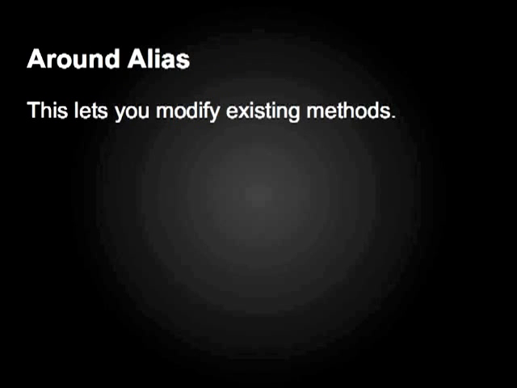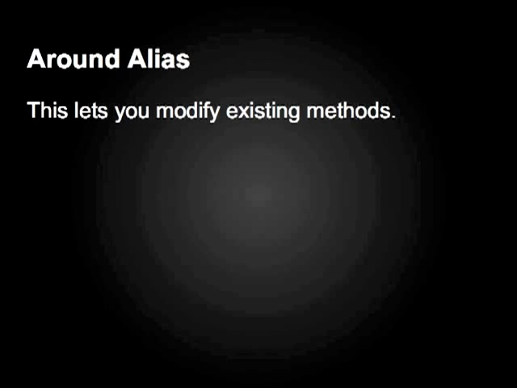Another pattern that we're going to look at is called around alias. And what this does is it lets you modify existing methods. We'll look at some gotchas with this as well. I just used this today. I mean, it was just temporary, but I was working with a project.